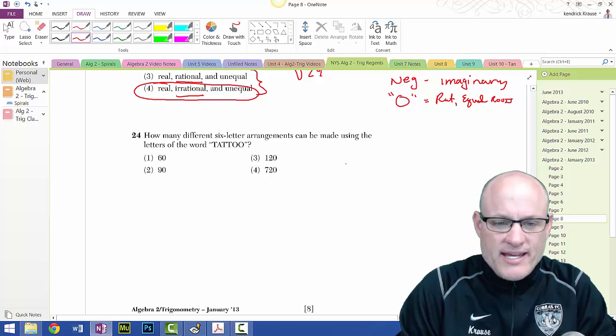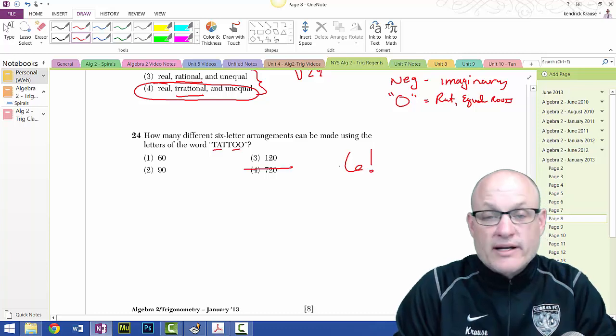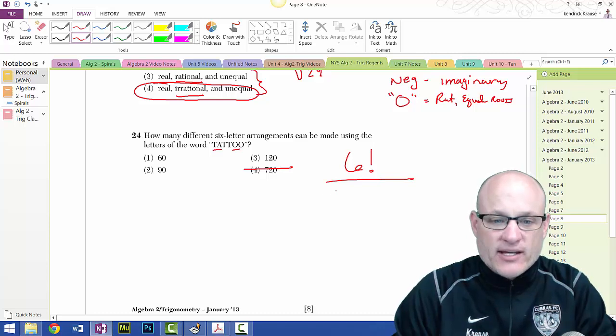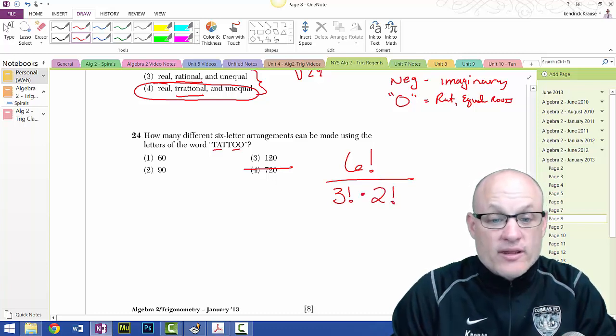How many six-letter arrangements can be made using the word tattoo? So, if they were just six letters that were all different, it would be 6 factorial, which would be 720. Not the right answer, because we've got to get rid of the repeaters. Well, in this case, there is a 3 factorial for the T's, and we're also going to multiply by the 2 factorial for the O's.